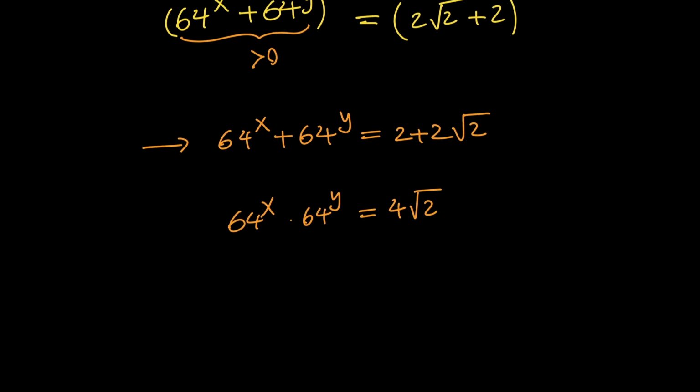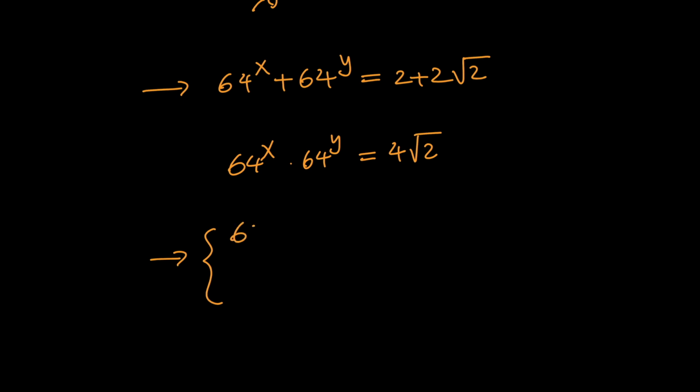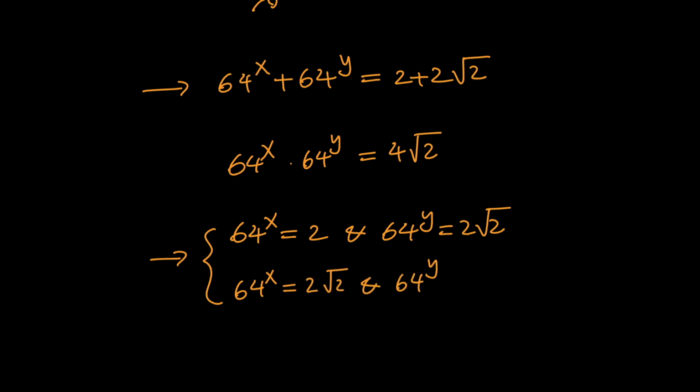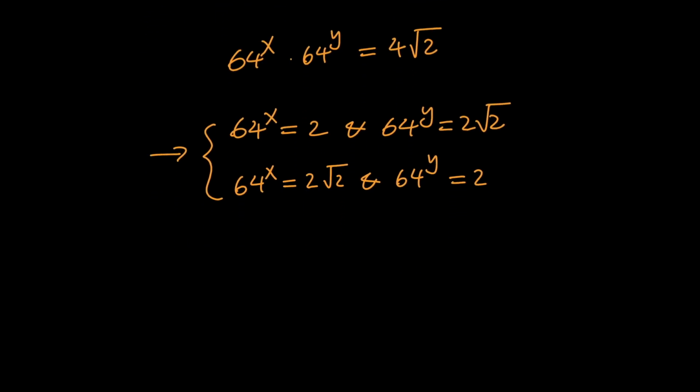In order to do that, we can isolate one of them and then form a quadratic equation in terms of the other one and solve the other one, and then solve x and y. But that's not what I'm going to do, because we can easily guess the value of 64 to the power of x and 64 to the power of y. Since their sum is 2 plus 2 times the square root of 2, and their product is 4 times the square root of 2, we can easily guess that we have two cases, either 64 to the power of x equals 2 and 64 to the power of y equals 2 times the square root of 2, or 64 to the power of x equals 2 times the square root of 2, and 64 to the power of y equals 2. So let's solve the first case, and the other case is going to be obvious.